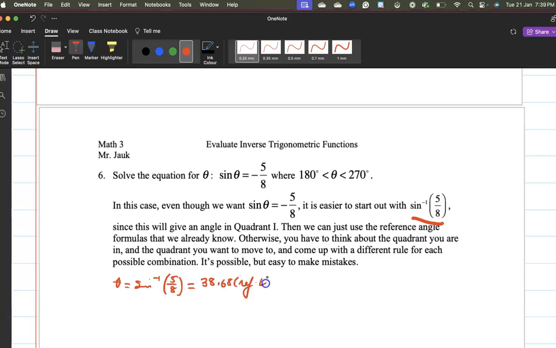Now what you need to do is, 180 and 270. It needs to be here, and negative. So all silver teacups. Then my angle has to be here, and this is your reference angle. Therefore you do 180 plus that. So that's your solution. Because of the domain restriction, it has to be there. And so the answer is 180 plus 38.68.